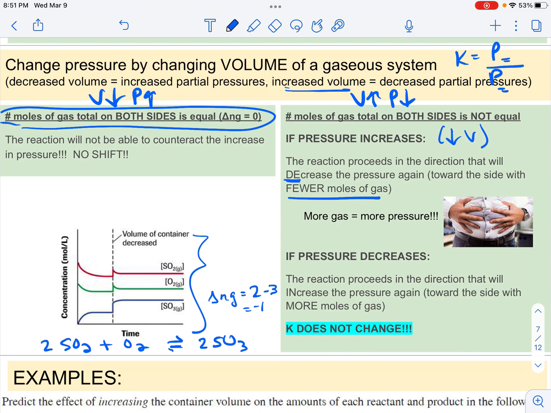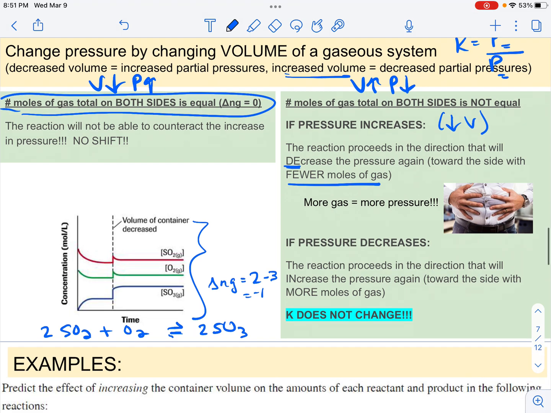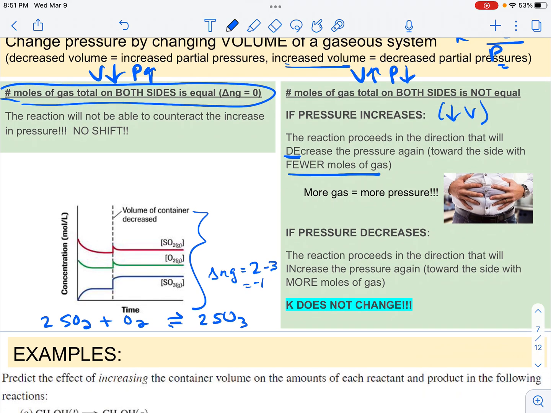Okay, so notice that this is like the example that we see here, that when the volume of the container was decreased, the pressure of all 3 gases increased. Okay, and so when we look at that, they all will have to try to counteract it. So if it goes to, I want you to just illustrate what happens here.